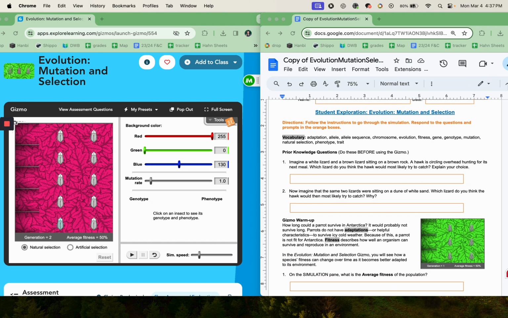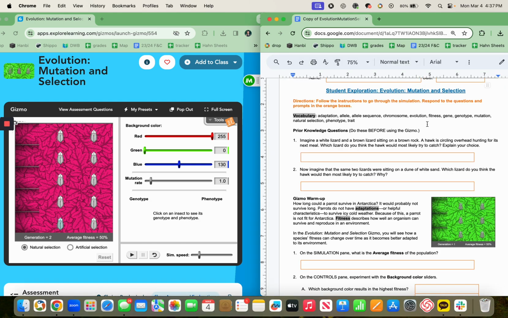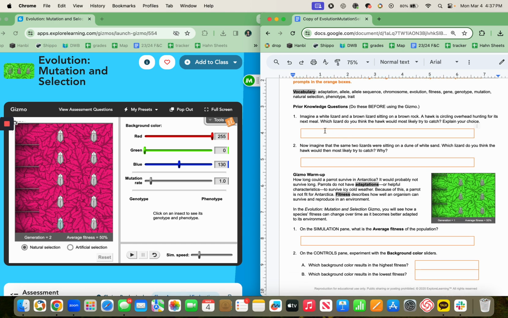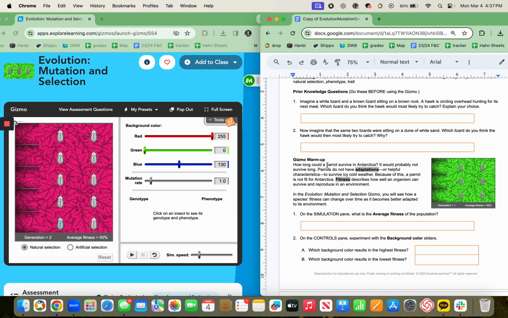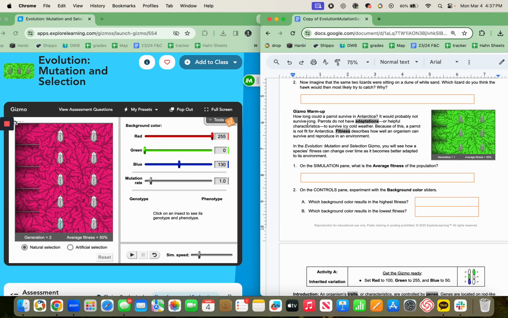Before you get started, there are some prior knowledge questions, and these are some vocabulary words that you should be familiar with. You can read this over, and I think you can all answer these questions. Then you're going to get to the gizmo warm-up and think about how long a parrot could survive in Antarctica. Obviously not long, so we would say it doesn't have a high fitness for that environment. Fitness is how well an organism can survive and reproduce in an environment. It doesn't really mean how strong that organism is, but how well it can survive in a particular environment.